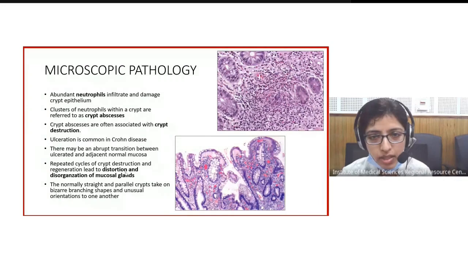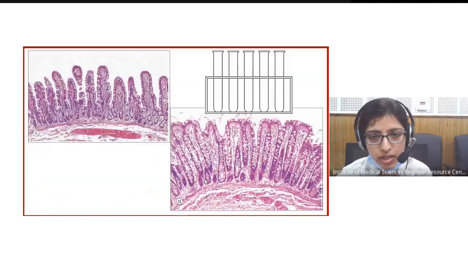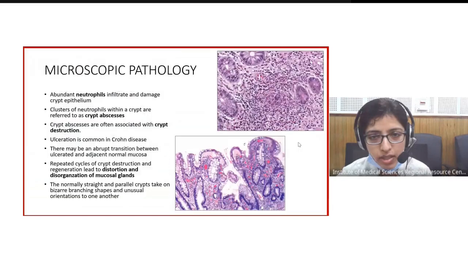Now, repeated cycles. After this crypt destruction, subsequently there are attempts at regeneration as well. There are stem cells residing at the crypt bases, and they try to regenerate those crypts. When this process occurs repeatedly, in long standing cases we get a distortion of the architecture. There is disorganization of all these mucosal glands. So vis-a-vis the normal architecture you see here, the crypts are not really parallel to each other. They are very haphazardly arranged. They are not really the same in size.